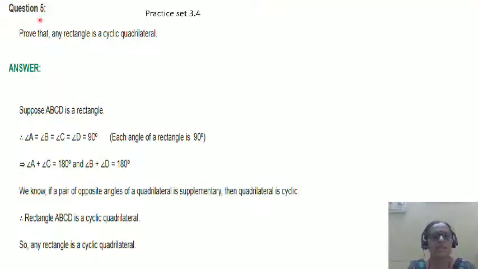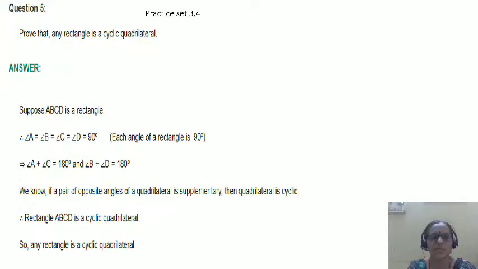Children, let us study the next example. Question 5. Prove that a rectangle is a cyclic quadrilateral. Detailed explanation is given. I want you to study it by yourself. As it is a rectangle, all angles are of 90 degrees. Each angle is 90, so you have to prove that it is a cyclic quadrilateral, that is, opposite angles have sum 180. Go through the proof. Detailed steps are given.